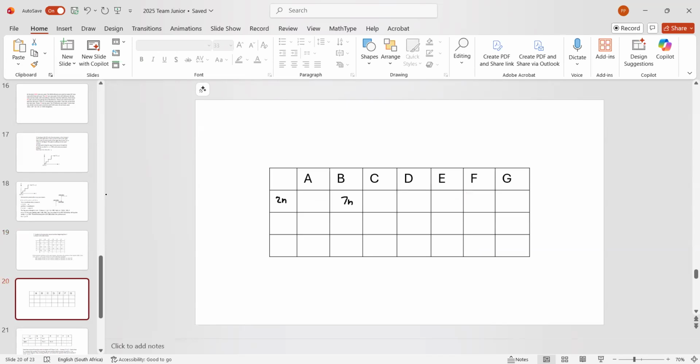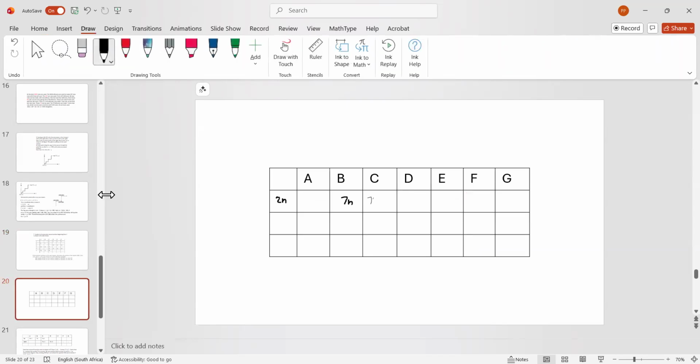I got 7n here. So here I would have had 7n minus 1. It's increasing this way, you get 7n plus 1. And then it jumps 2 spaces, it comes to 7n plus 2. Now you got 7n plus 3, 7n plus 4, and so on.